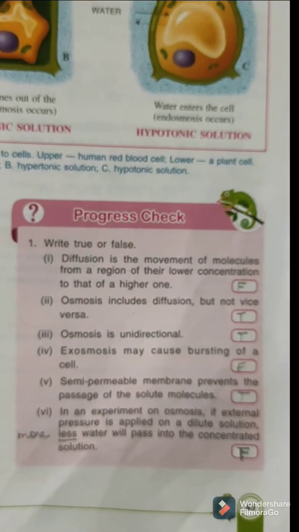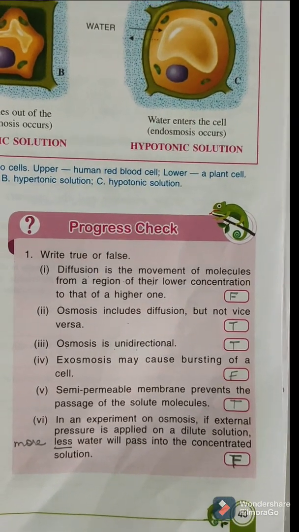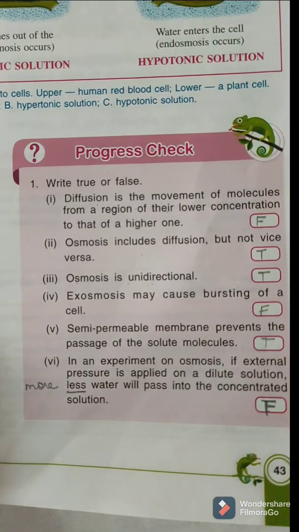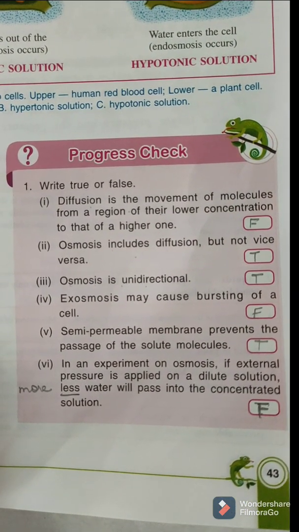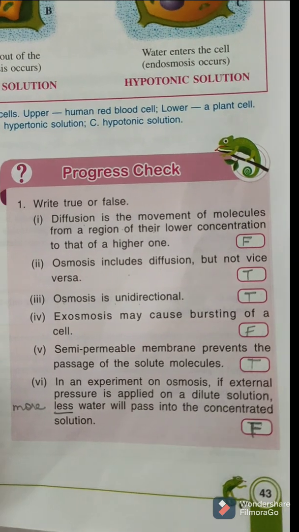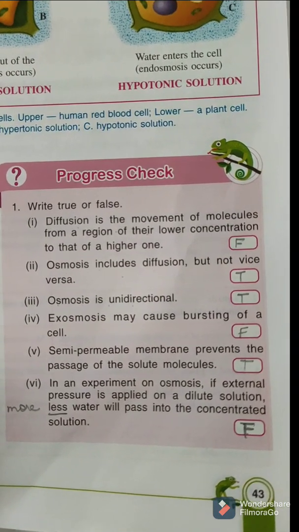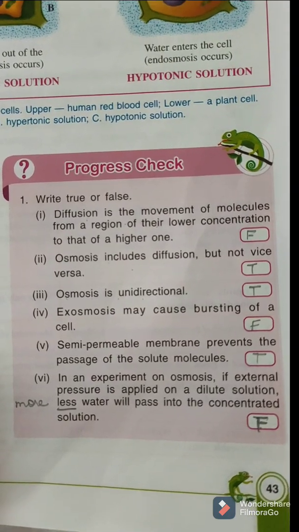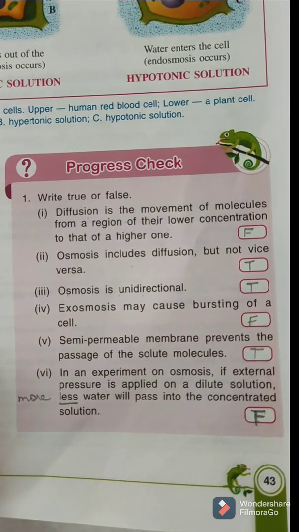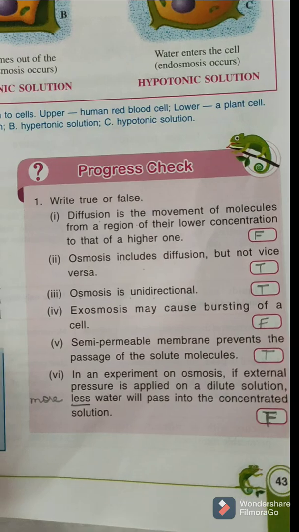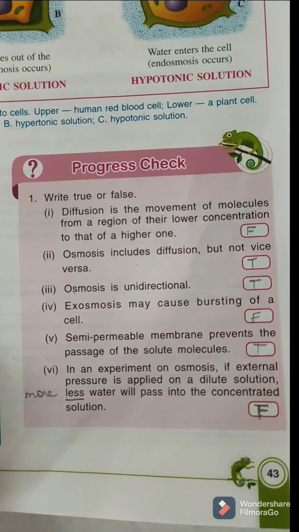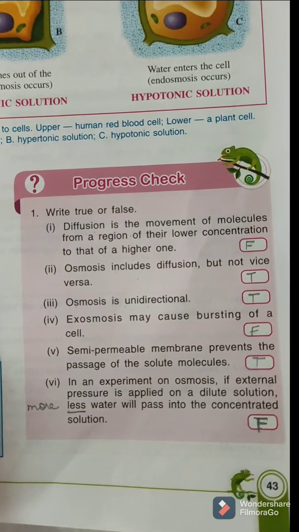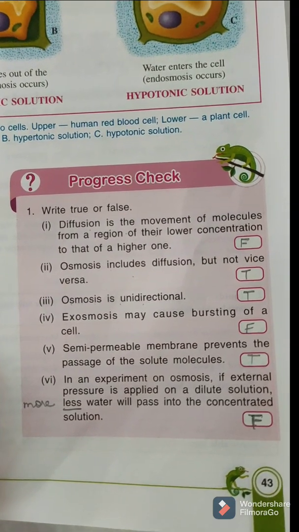We have progress check on page 43. So diffusion is a movement of molecules from a region of lower concentration to that of a higher one. This is false. So this is higher to lower. Osmosis includes diffusion but not vice versa. So we can call osmosis diffusion because there is movement of substances from higher to lower. But diffusion cannot be called osmosis because in osmosis only water molecules are considered.